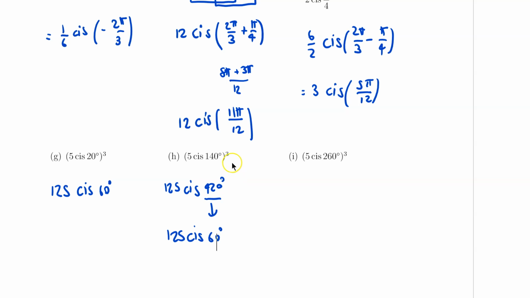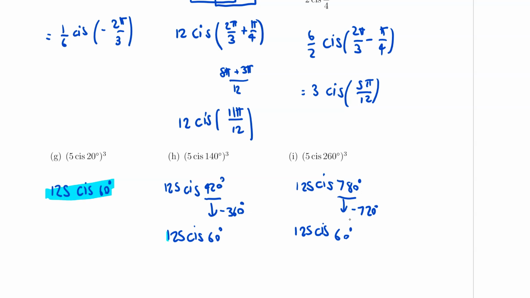Now for the next one, 5/6 of 260 to the third power. So I'm going to get 125, 6 of 3 times 260. And that's going to be 780 degrees. Now if I were to subtract twice 360, so I'm going to subtract 720 degrees from this, I'm going to get 125/6 of 60 degrees. But hey, if you look at that, the answer for part G, part H, and part I actually turns out to be the same thing.